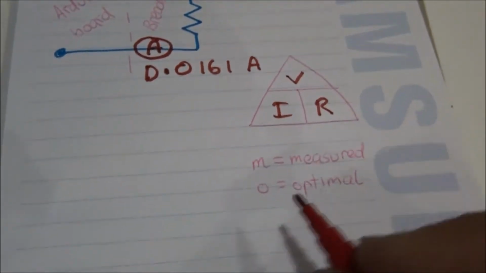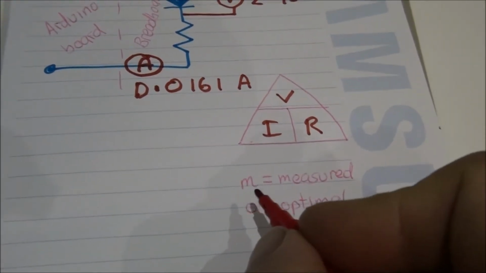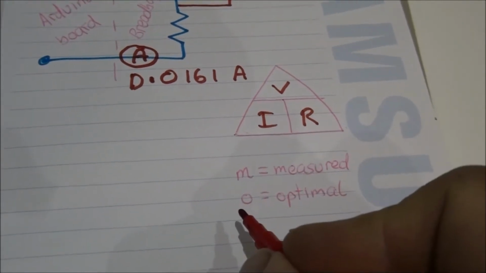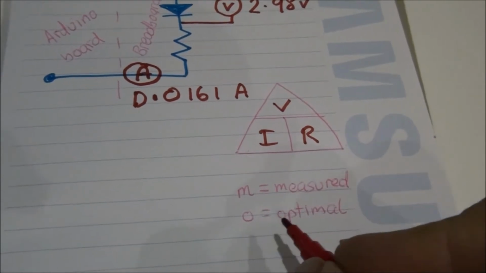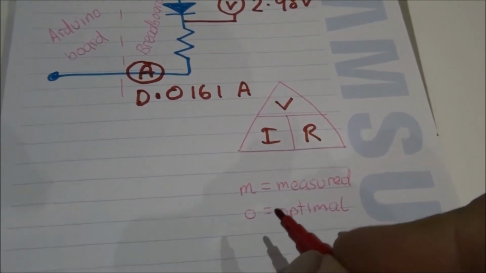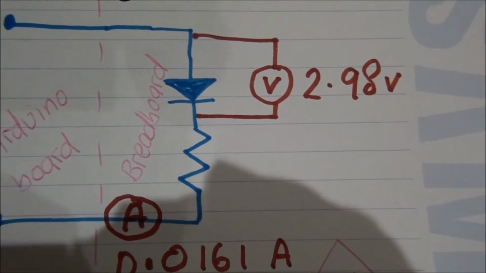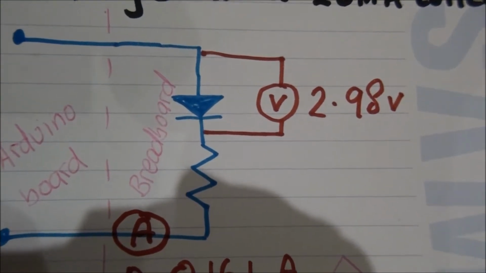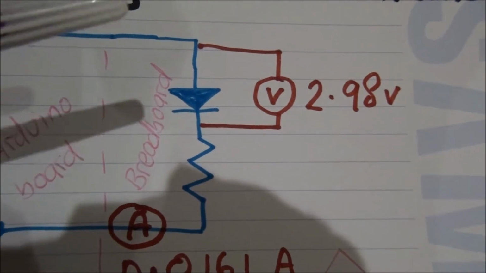So using Ohm's law again, I'm going to use some subscripts for my symbols. M means measured voltage and current, and O means optimal voltage and current. And when I say optimal, I mean the voltage when the current is at 20 milliamps. It is important to realize that any component in a circuit will maintain its resistance at the same value regardless of the voltage or current going through it.